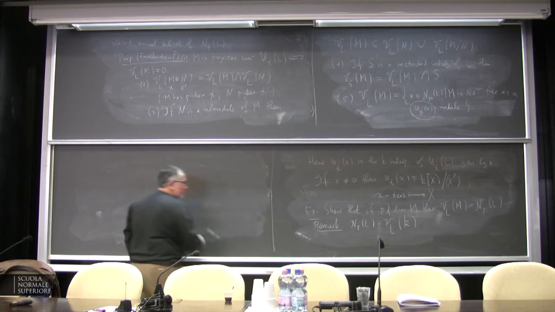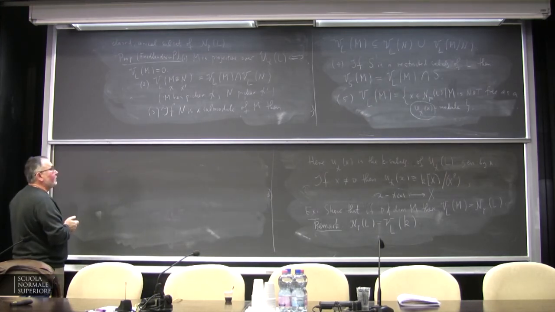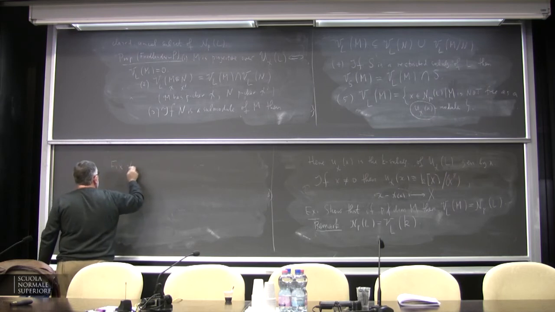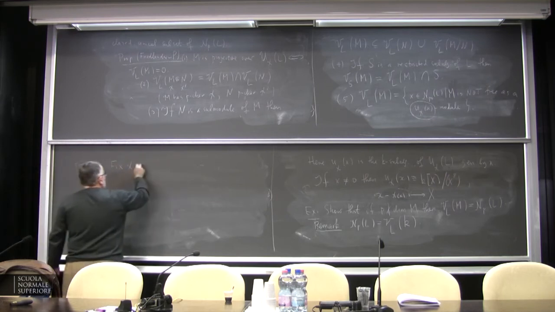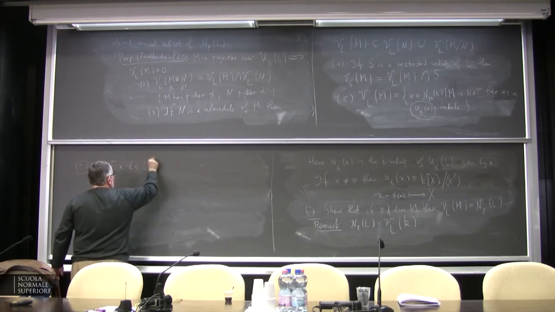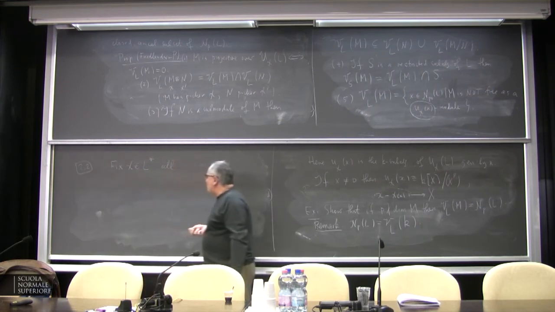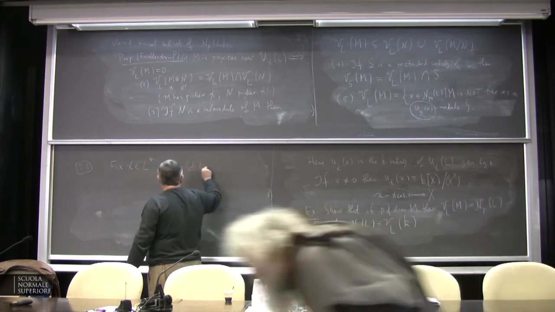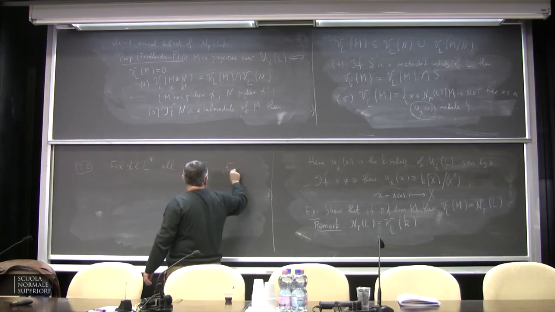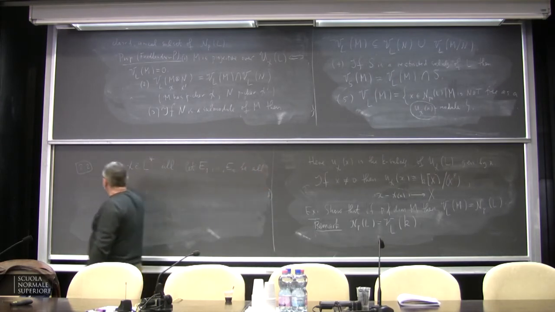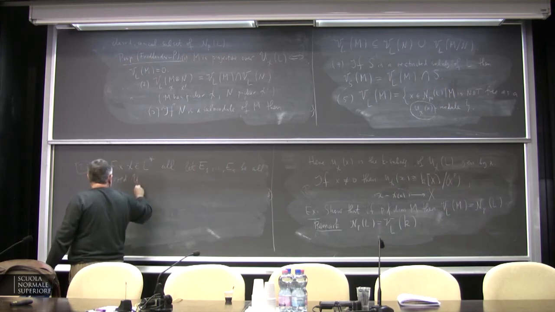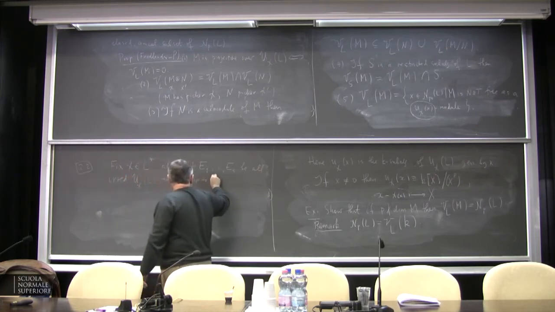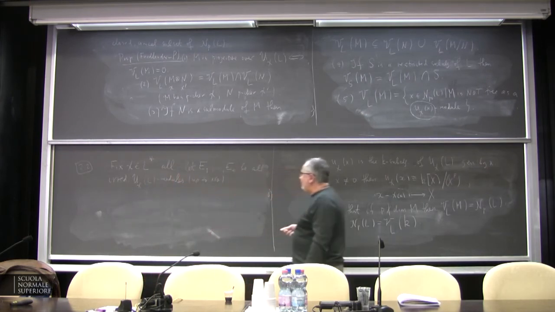For us, it will be important to determine the following thing. So we fix chi. Then let us take all simple, all irreducible modules for U_chi(L), and let G_1 be all irreducible modules, up to isomorphism. There are finitely many because it's a finite dimensional algebra.